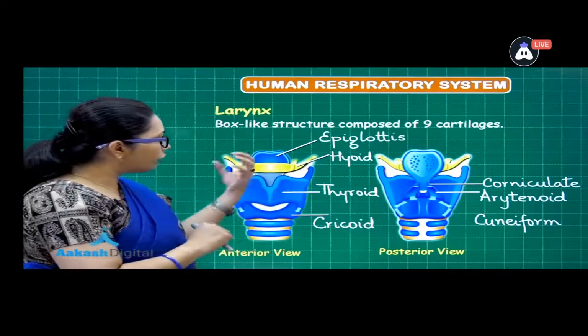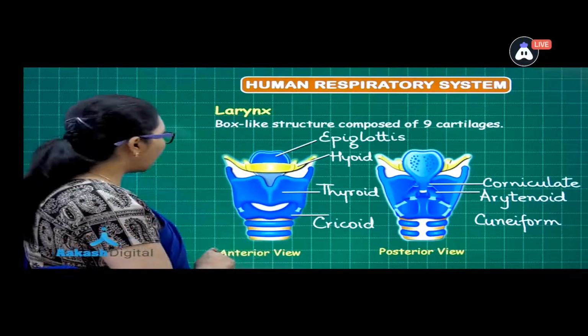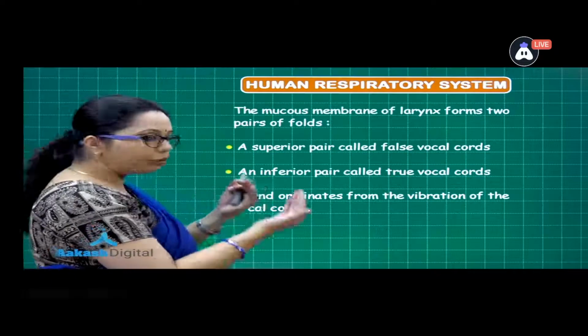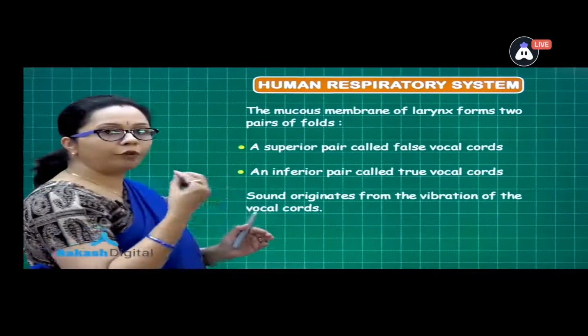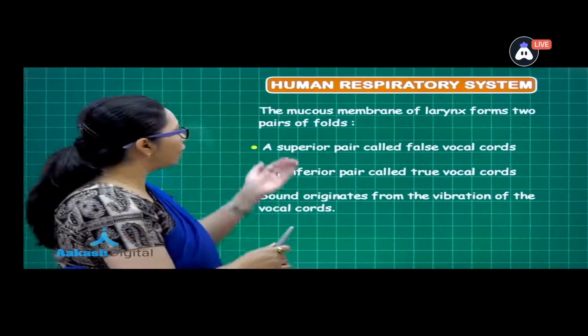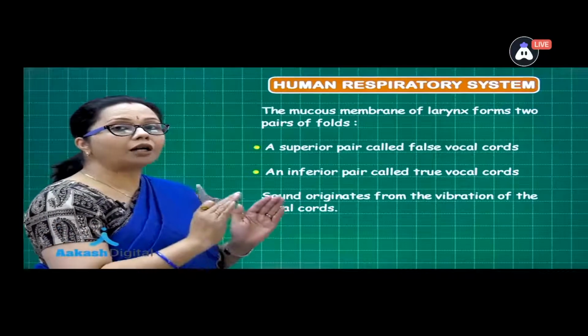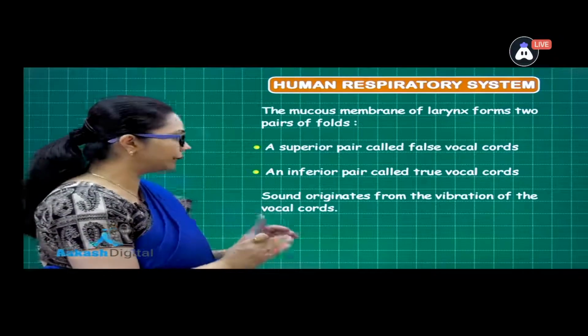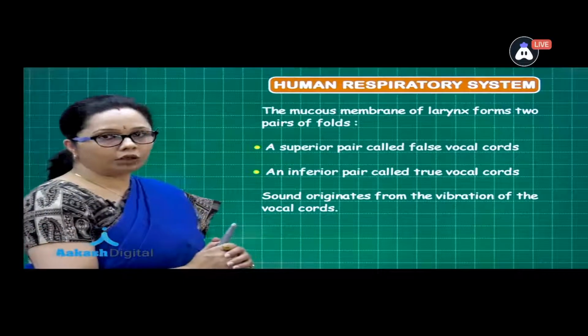Now if we see the interior of this larynx, what we will find is that there is a mucous membrane lining it, and that mucous membrane is forming two pairs of folds. One which is superior, that is above, and that one is the false vocal cords. That means they are not involved in producing sound, while the inferior pair is called the true vocal cords.